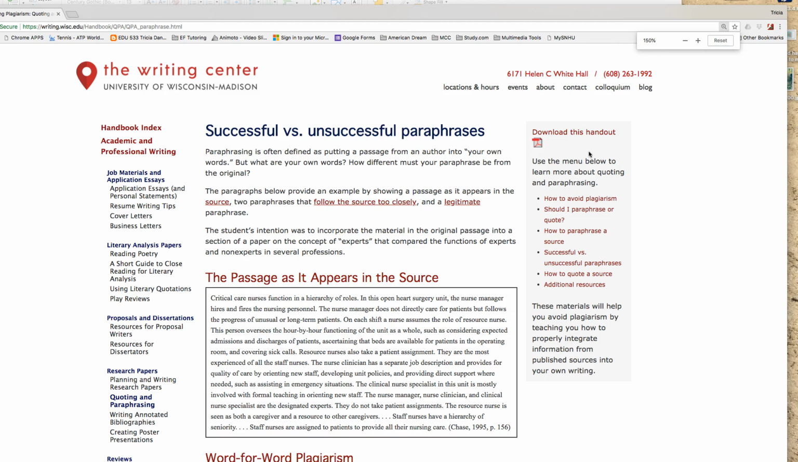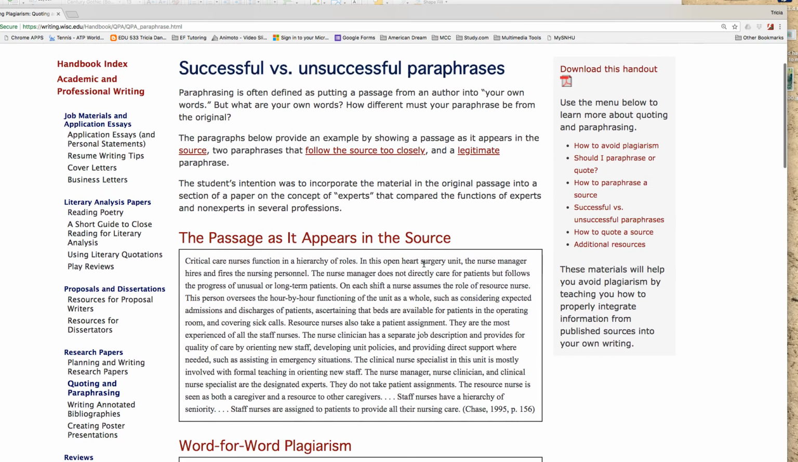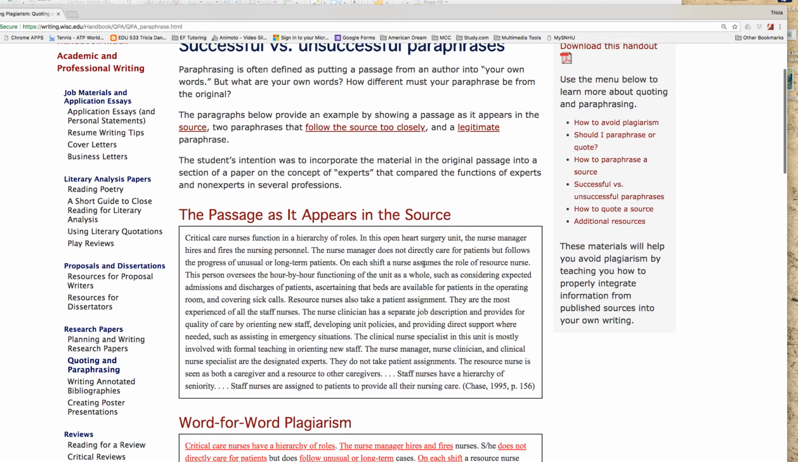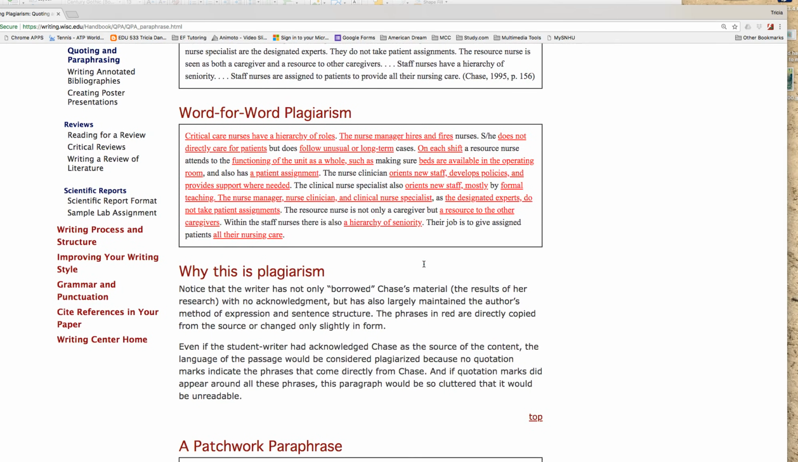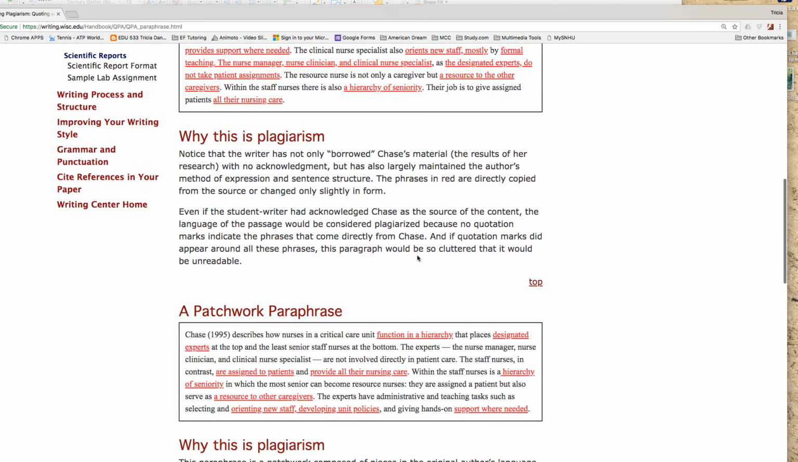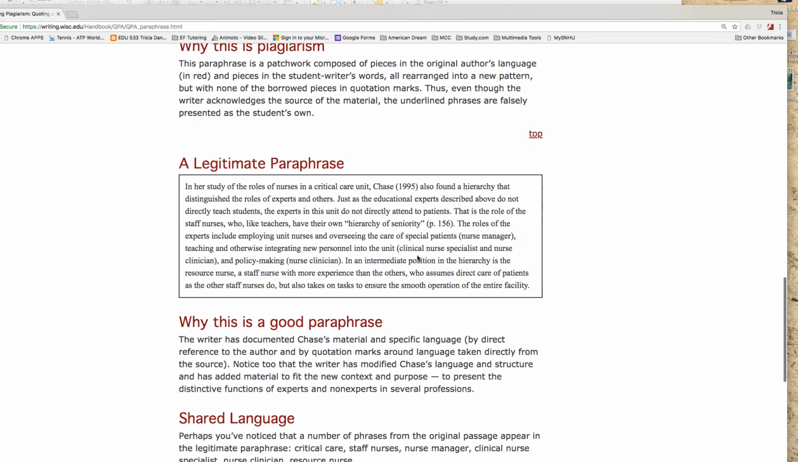Here we go. So this is coming from, I pulled that passage from the Writing Center, University of Wisconsin-Madison. And I like this because it shows what makes a successful and an unsuccessful paraphrase. If you look at this, this is the original passage, and then it shows you word-for-word plagiarism. And you can see all that is what is highlighted. If you write a paraphrase that has similar sentence structure, similar words, you are essentially or indirectly plagiarizing, and you cannot do that. And it gives an example of a patchwork paraphrase and explains why it is plagiarism. And then we have a legitimate paraphrase.